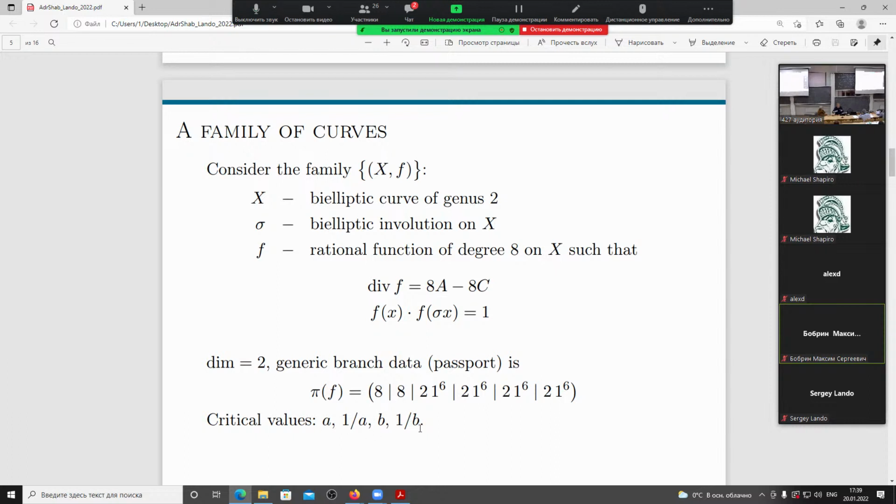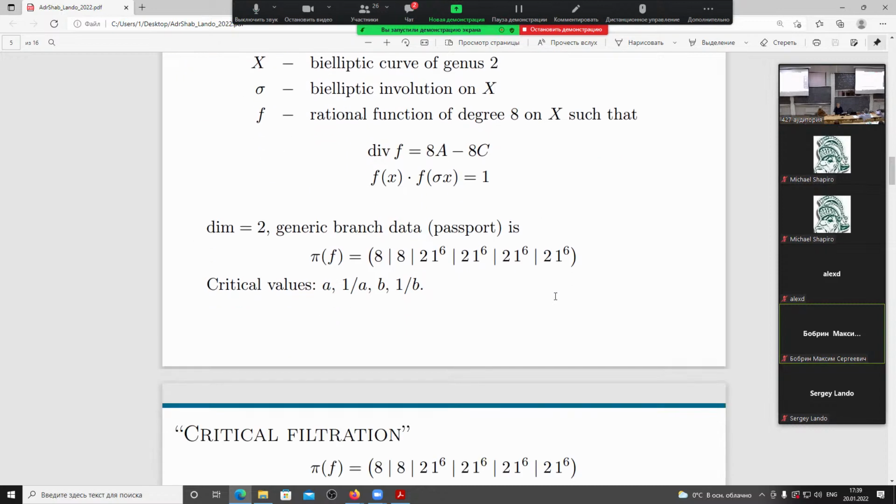This family of curves is two-dimensional. So there are two parameters. Then we try to specify parameters in such a way that finally we come to our Belyi functions, which are just single points, so a set of dimension 0.